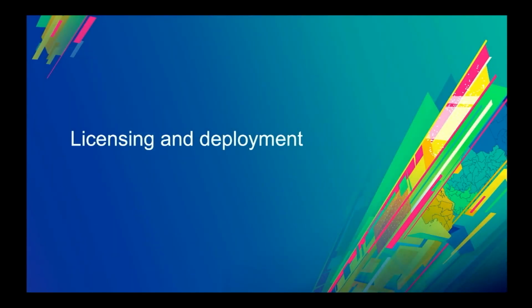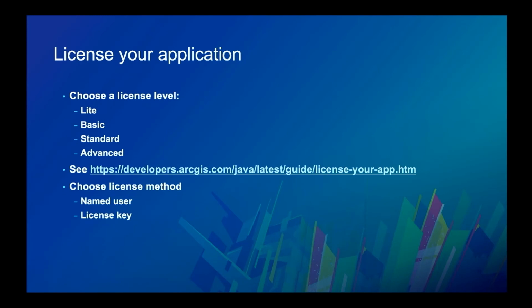Okay, so I want to now talk about licensing and deployment. So you've written your application, which you're tracking satellites, or maybe you're doing offline editing, or maybe routing or geocoding, or any other of the capabilities we have. The next thing you need to do is license and deploy your app. Now, I'm not going to go into a lot of detail here as to what the different levels of licensing are, other than saying that we've kind of got Lite, which is a free-to-deploy license, and then there's increasing levels of cost associated with basic, standard, and advanced.